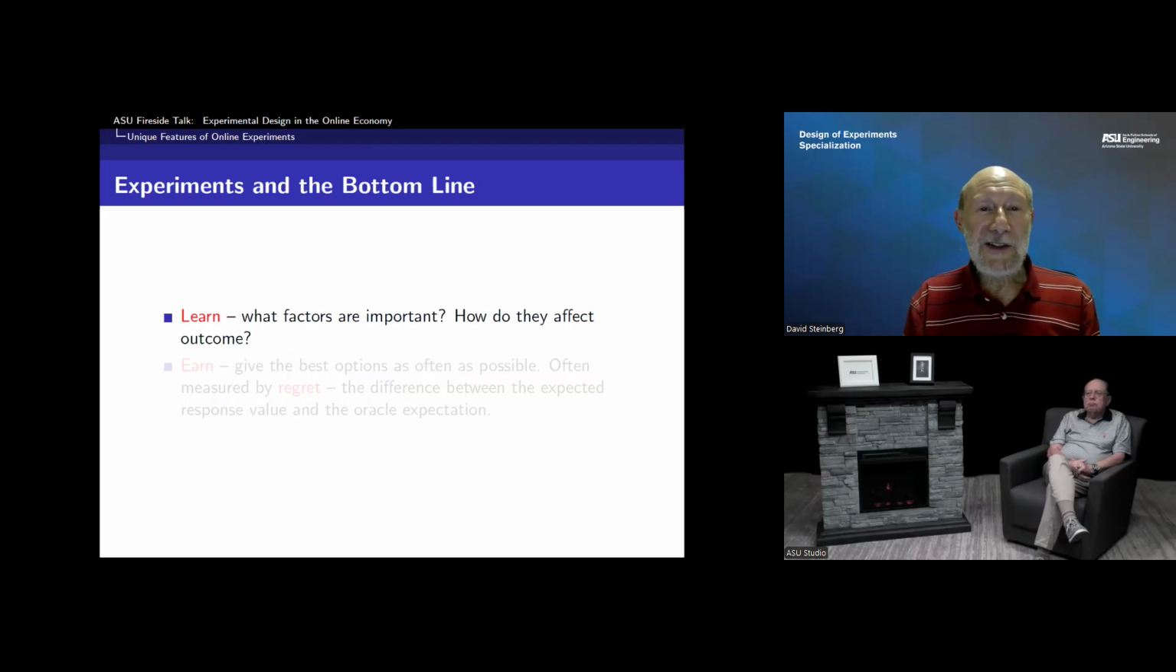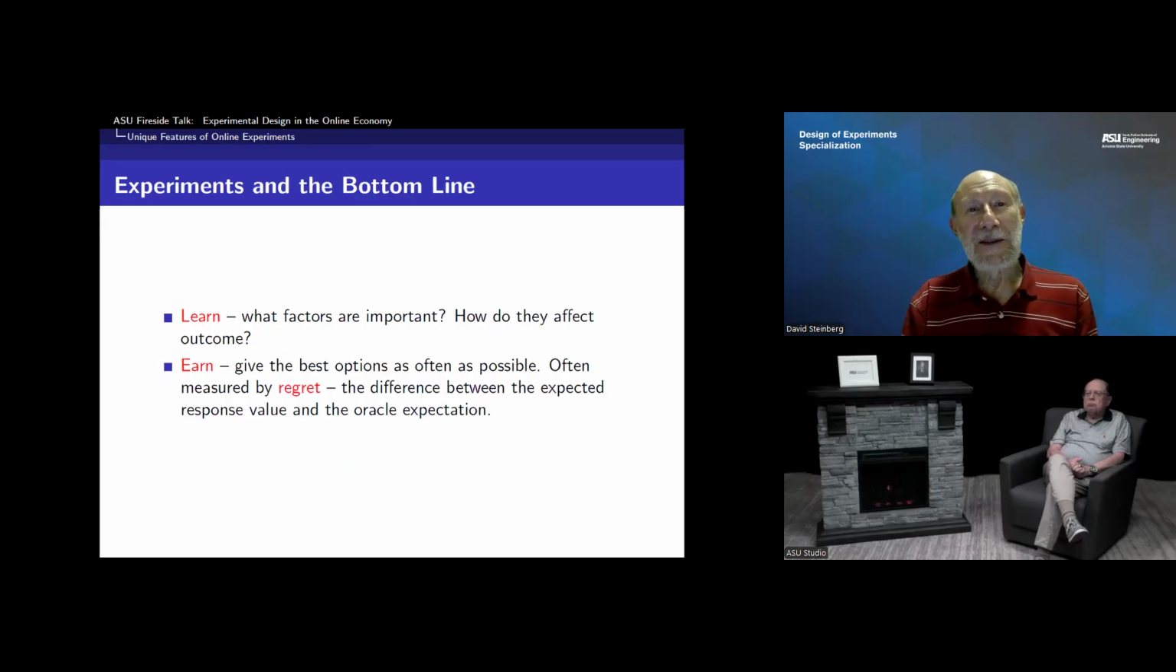What about changing allocation as you begin to go along? So I want to talk a little bit about this learn-earn dilemma that goes on in some experiments. So learning, you want to know what's important, what factors make a difference, and so on. And at the same time, you want to make money, you want to earn. So once you begin to learn, you want to exploit that and put that to work. If you are beginning to learn that option B is much better than option A, you may want to divert more traffic to option B.